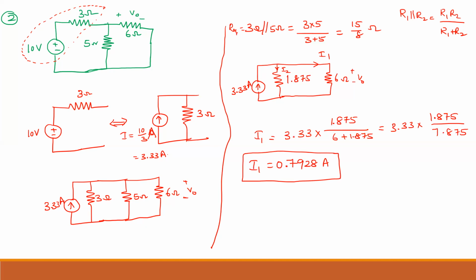0.7928 amperes. So this is the current flowing through the 6 ohm. But the question asks, what is the voltage across the 6 ohm? Voltage is equal to I into R. So what is the current? I1 into 6.